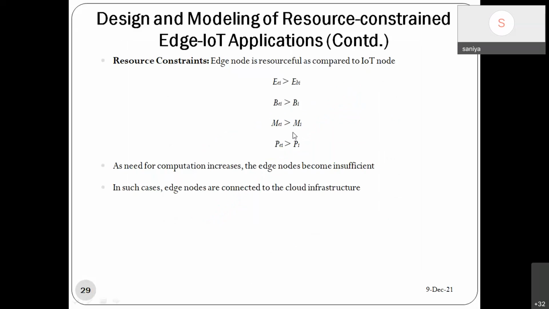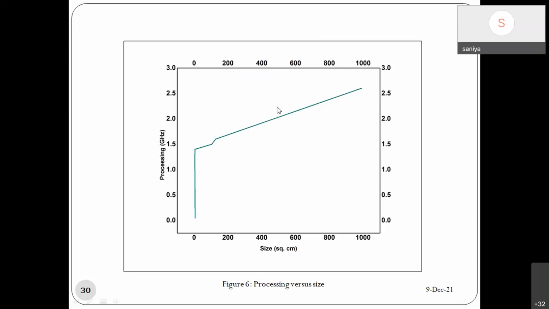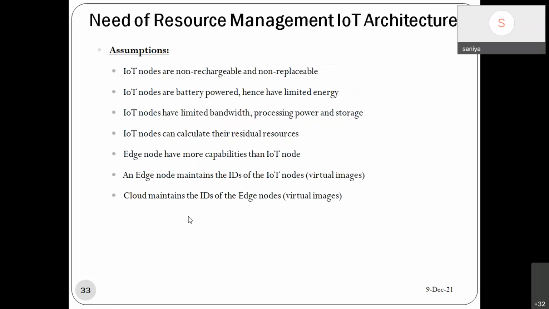So I told you the resources of the IoT devices are less as compared to the edge and so on. These graphs show the range of the devices; these are your edge devices, and these are your IoT devices, the small resource-constrained devices. So there is a need for a resource management IoT architecture.